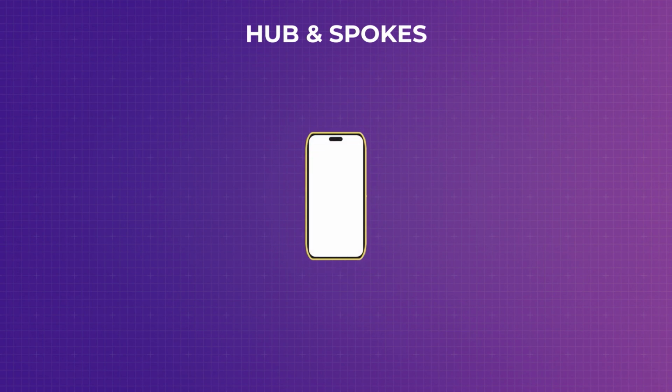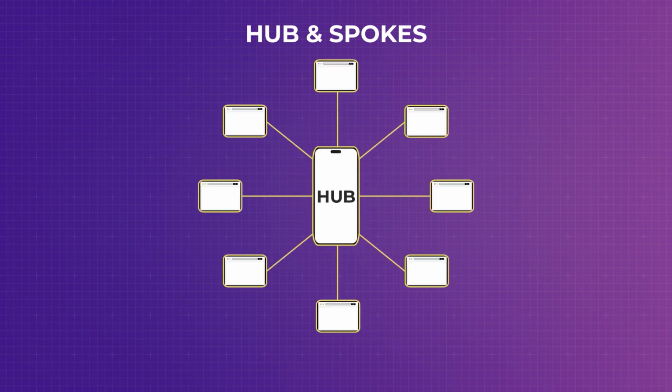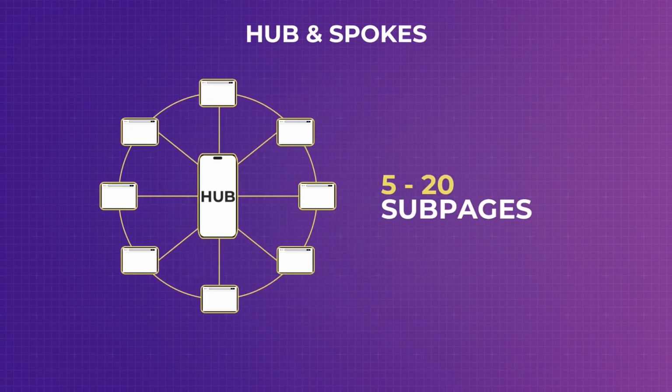And the first content hub model is probably the most common of all, and it is called the hub and spoke model. Like what we have introduced earlier, this model is centered around a main piece of content, which is the hub, with related pieces of content called the spokes, and together they look like a wheel. You would typically have 5 to 20 sub-pages that are interlinked with the hub. But of course, this is not a rule.